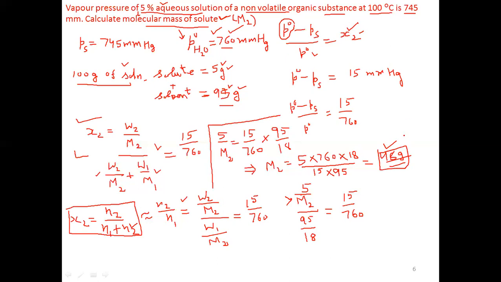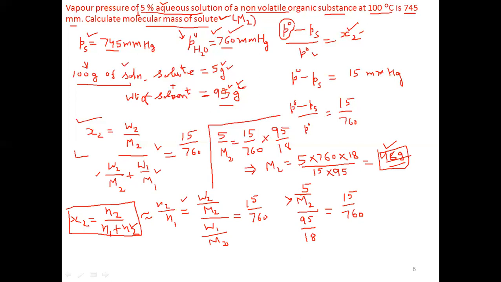Now let me again revise it for you. We were given a 5% aqueous solution of a non-volatile organic substance at 100 degrees Celsius, and its vapor pressure was 745 mm. We have to calculate the molecular mass of solute. So we have written that PS is equal to 745, and 5% means 100 g of solution contains 5 gram of solute. A total solution is made of solute plus solvent, so we can easily calculate the weight of solvent. It will be 100 minus 5, that is 95 gram.